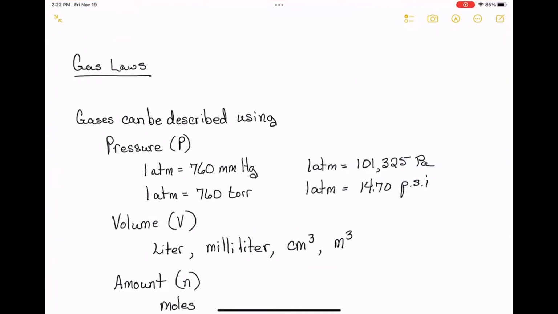Okay, so gas laws. Basically, there are 4 variables that we used to describe our gases. The very first one was very common, and that is the pressure. When we start dealing with the gas laws, the pressure will be represented with a capital P. And there are a variety of units that you can use to describe pressure.